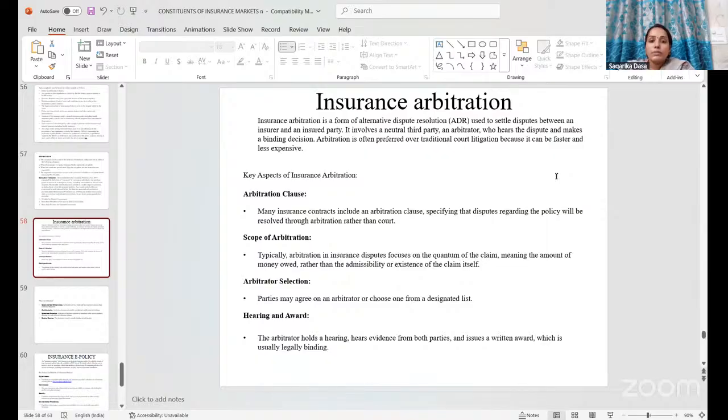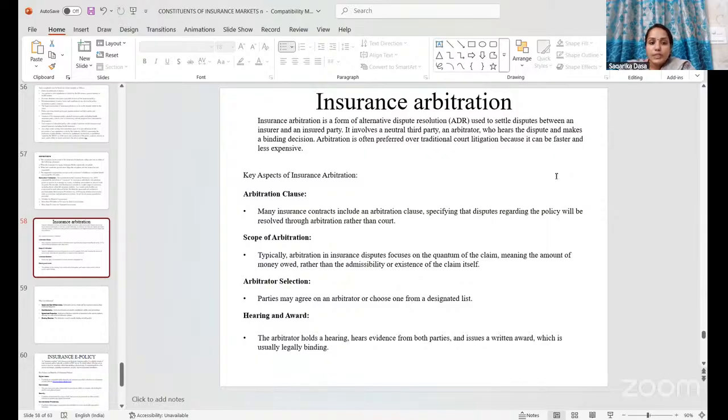Arbitration is preferred over traditional court litigation because it can be faster and less expensive. Arbitration is a traditional method which most people use when they want to get a solution. They involve a third party who will give the decision, which is a faster method of solving a dispute, and it is much less expensive compared to all the other grievance redressal mechanisms.